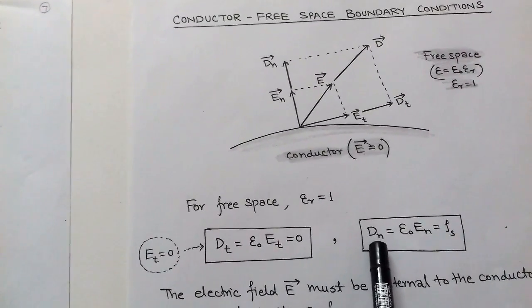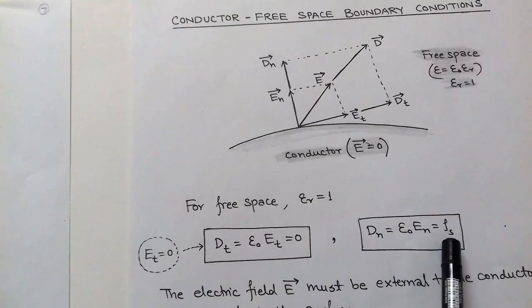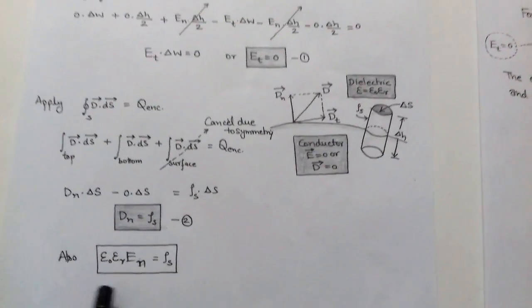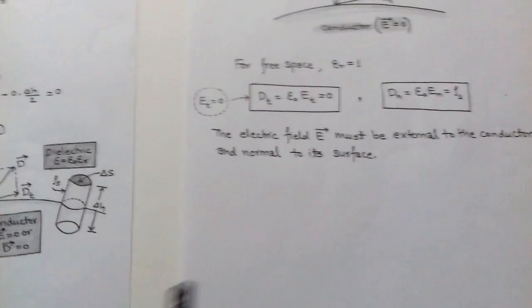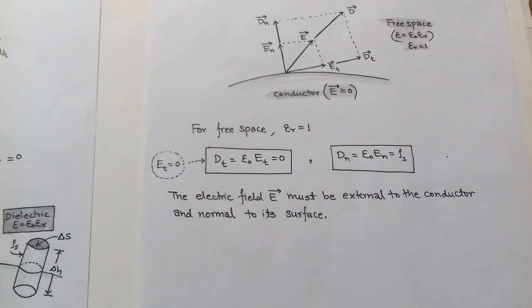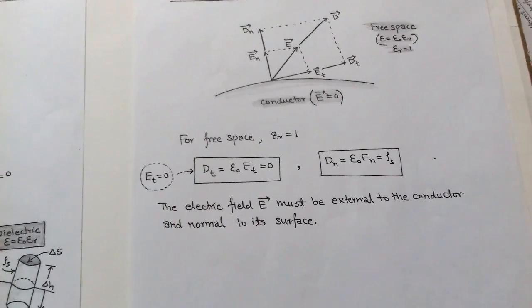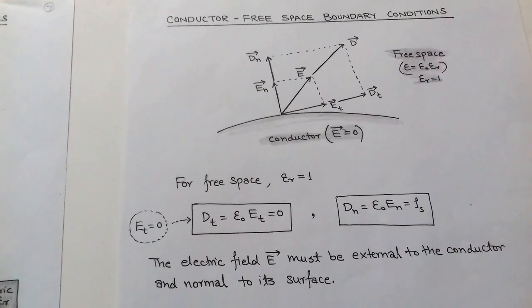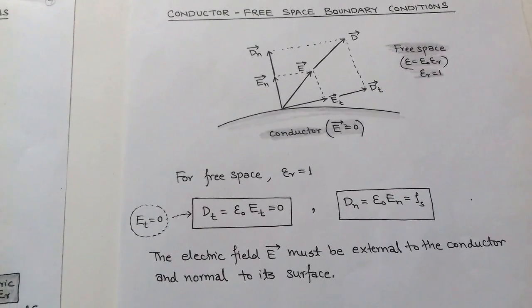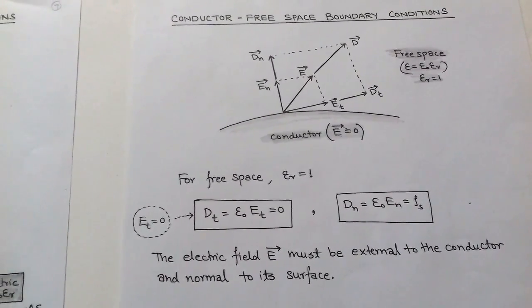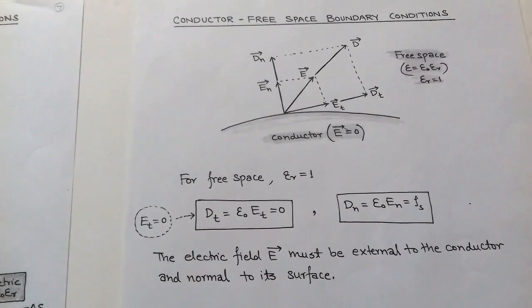While the normal component of D is again epsilon naught En, that is equal to rho s. So we can say that the electric field E must be external to the conductor and normal to its surface only. There is only a normal component, while the tangential component of D is always 0.